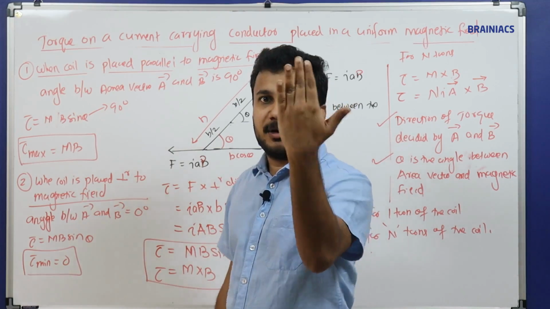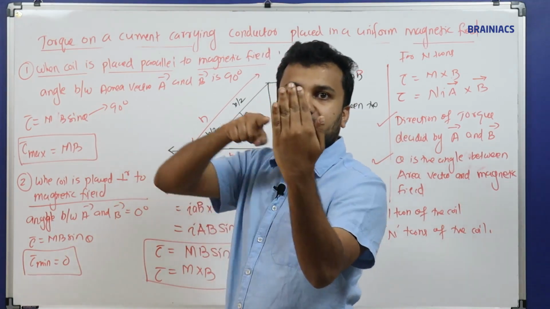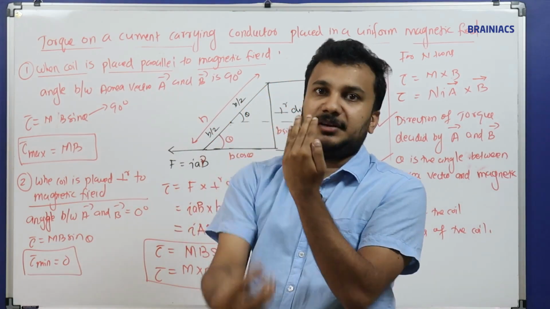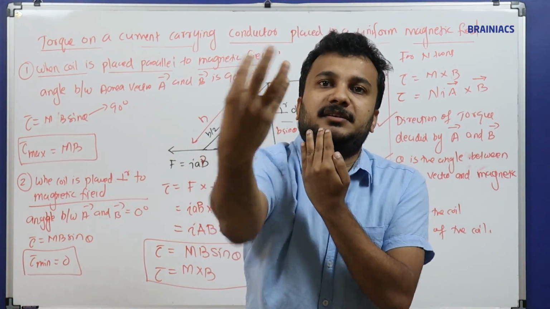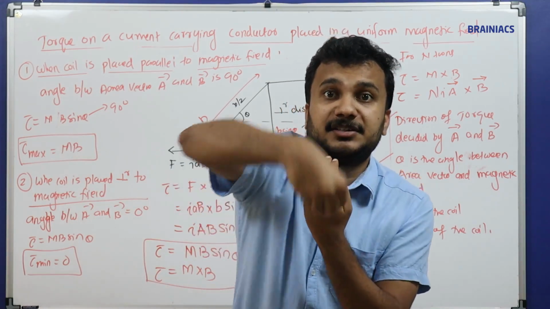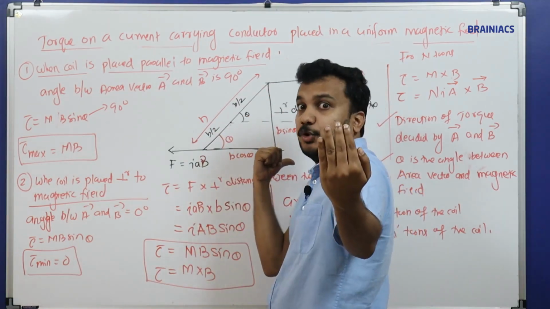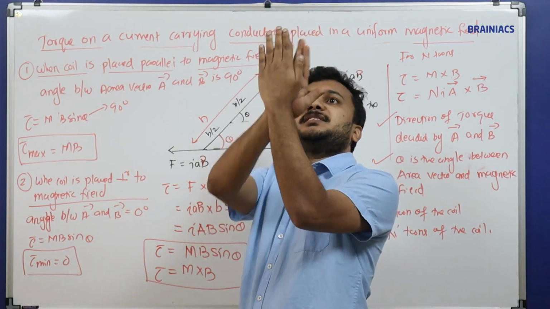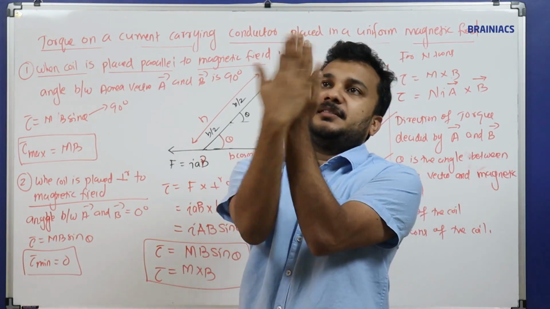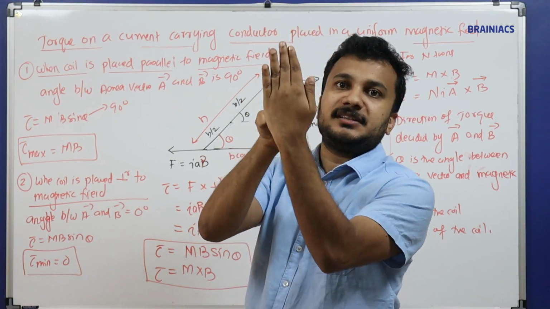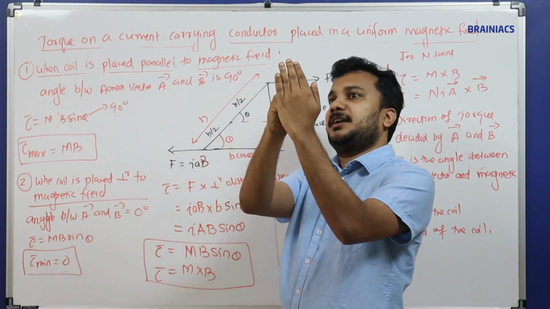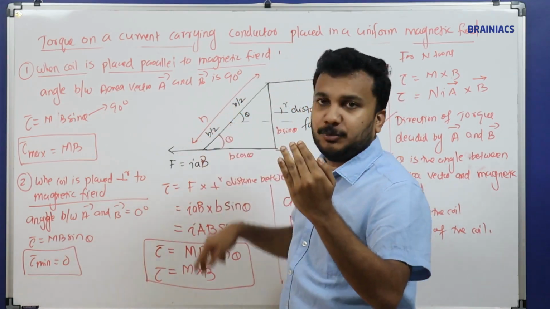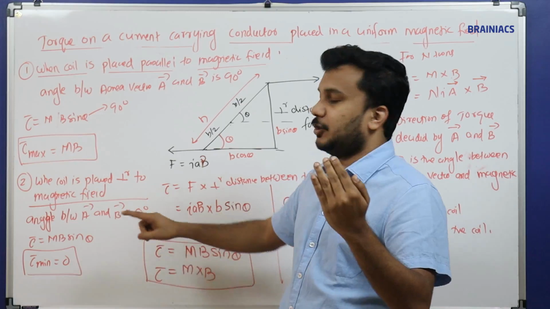When a coil is placed perpendicular, it is like this. So the area vector is here. If you are taking this area vector, then area vector is outside, magnetic fields are inside. Both are opposite, which means angle between them is 180 degree. But if you take this surface, you have two surfaces, right? This surface and this surface. If you are taking this surface, then area vector is into the board. Magnetic fields are into the board. Both are 0 degree. Then torque is equal to 0.